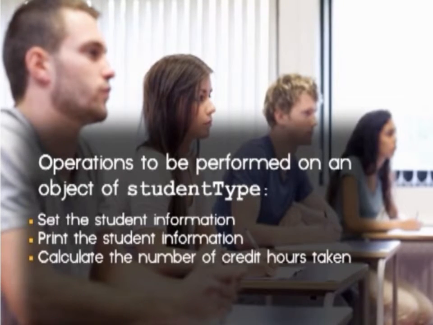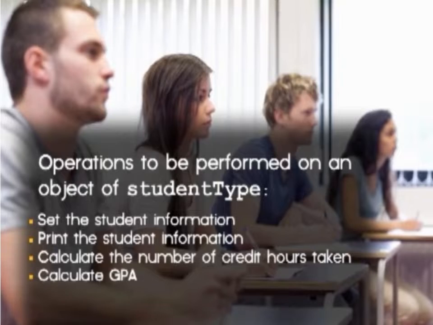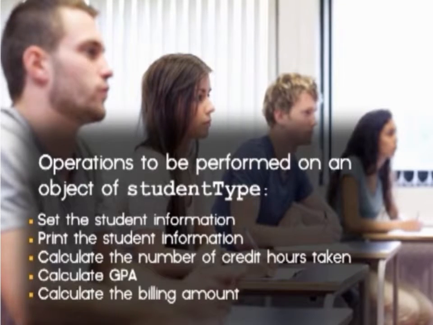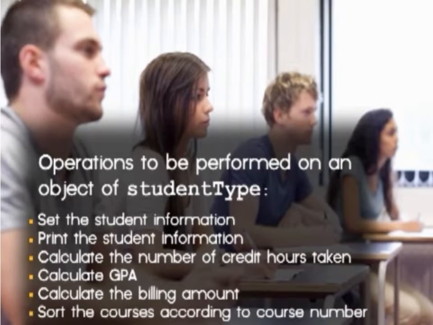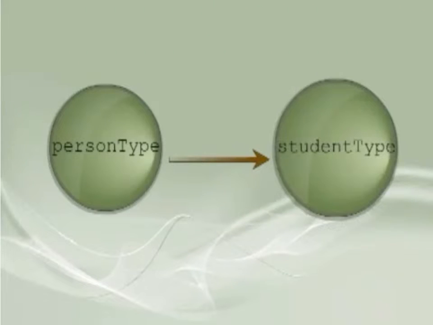Calculate the number of credit hours taken. Calculate the GPA. Calculate the billing amount. Because the grade report will print the courses in ascending order, we will also need to sort the courses according to the course number. In this example, we derive the class student type from the class person type.